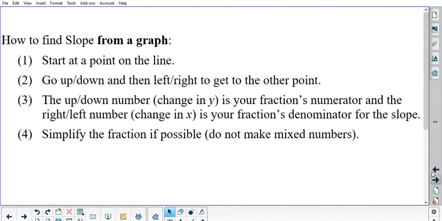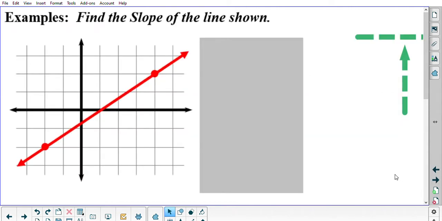All right, we're going to start by looking at how to get slope from a graph. There are 4 very simple steps that I'm going to follow on the examples I'm going to show you here. Feel free to hit pause in the video, read these steps to yourself, then hit play when you're ready for me to move on. All right, here we go.